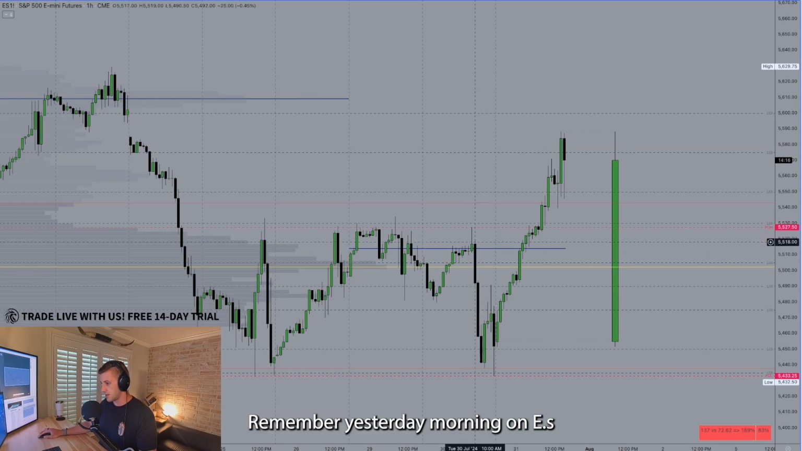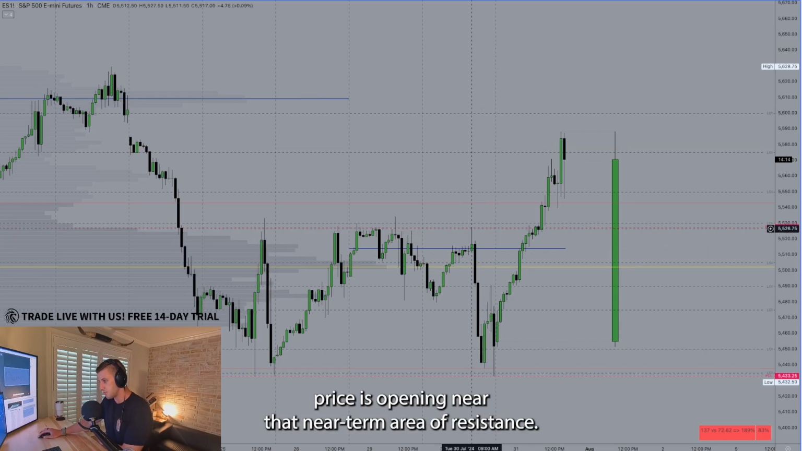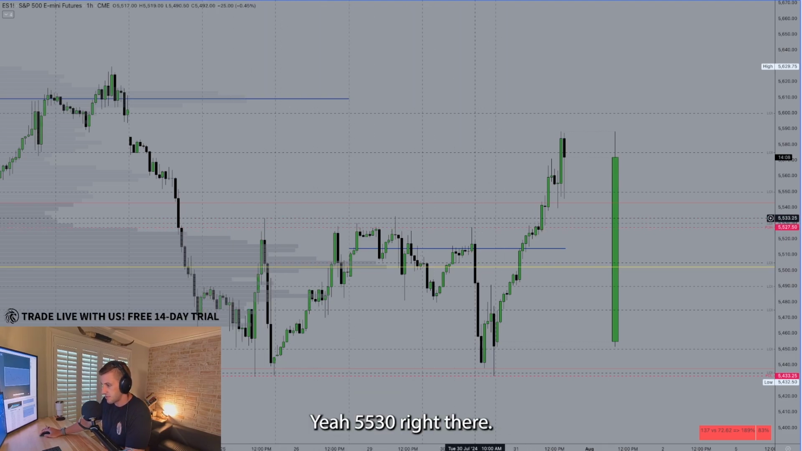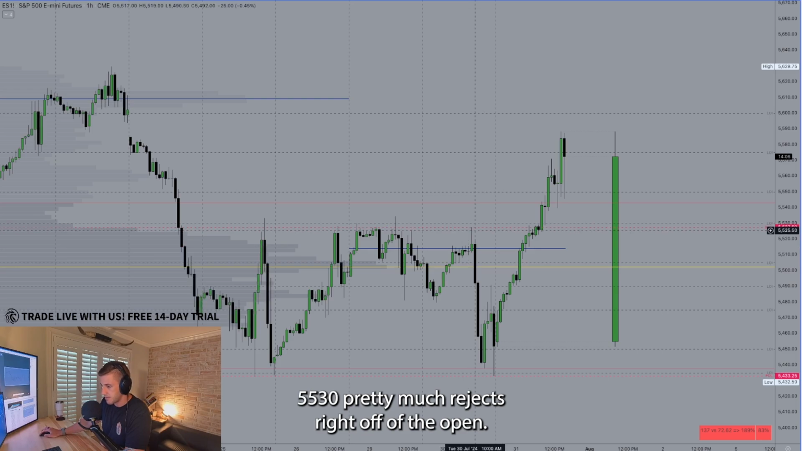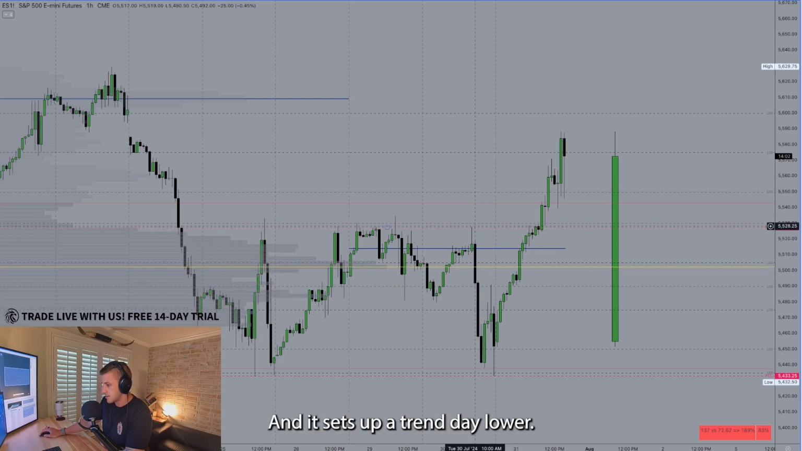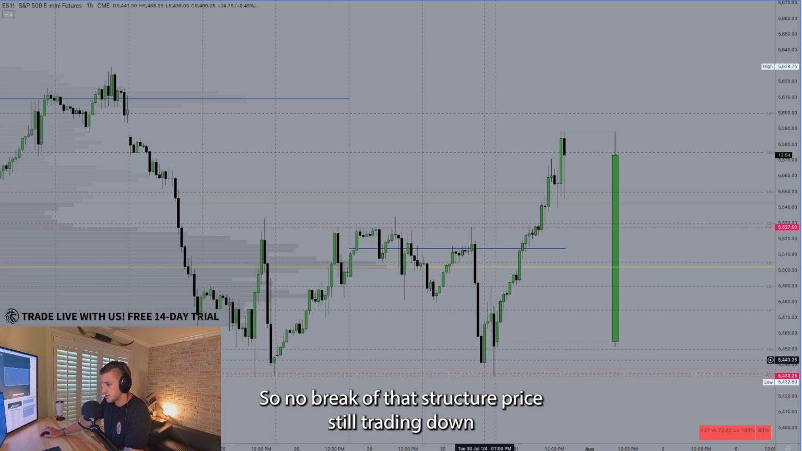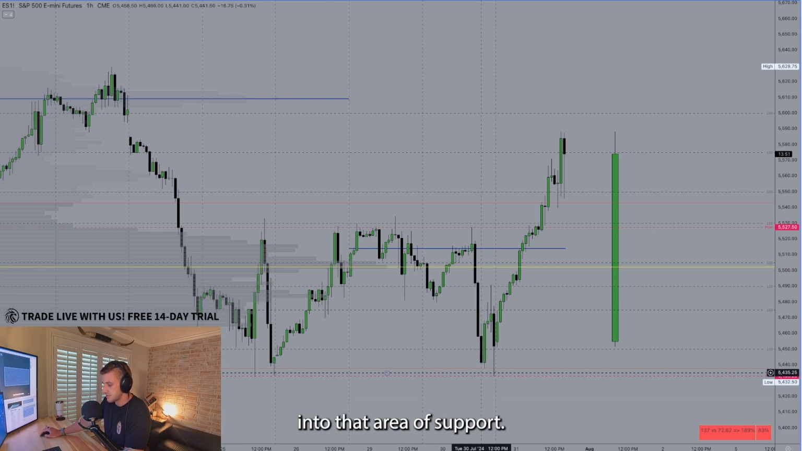Remember yesterday morning on ES, price is opening near that near-term area of resistance. Pretty typical range trade. You have 55.30 right there. 55.30 pretty much rejects right off of the open, and it sets up a trend day lower. Now, the trend day, mind you, is still within the near-term structure, so no break of that structure. Price still trading down into that area of support.